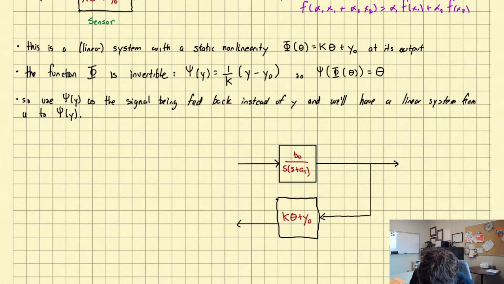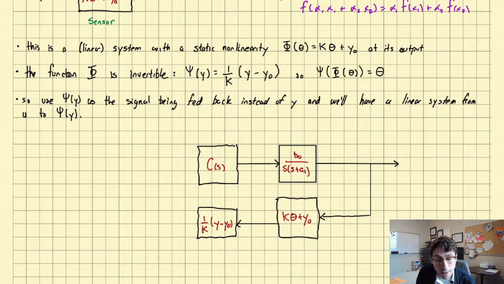All right, so we have that. And then our controller we'll design the usual way. And here we'll have our inversion. So this will be C of S. This will be 1 over K times Y minus Y naught. And that signal is what we're going to use for feedback. And so the rest of the block.